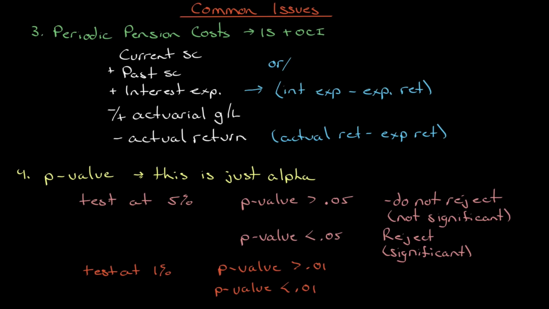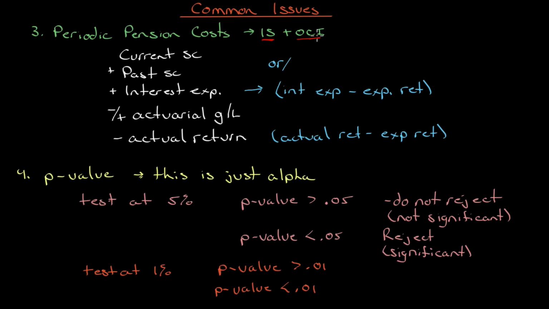All right, the next one deals with periodic pension costs. If a question is asking for the periodic pension cost, be aware that those components can appear on the income statement or in OCI. If it's specifically asking for the periodic pension expense that appears on the income statement, that's a different question. Be careful of that. But if it's just saying to calculate the periodic pension cost, don't be drawn into thinking it just is the income statement. Those costs can appear on the income statement and OCI.